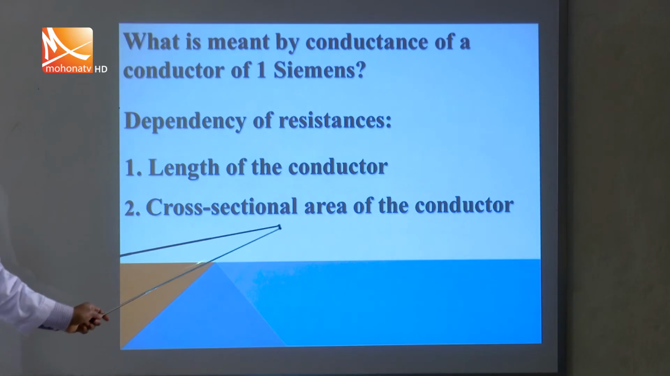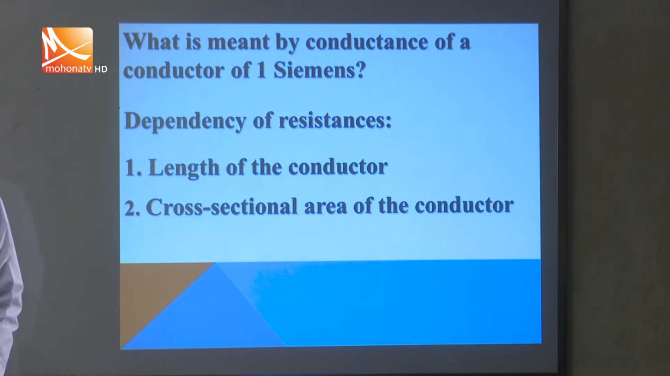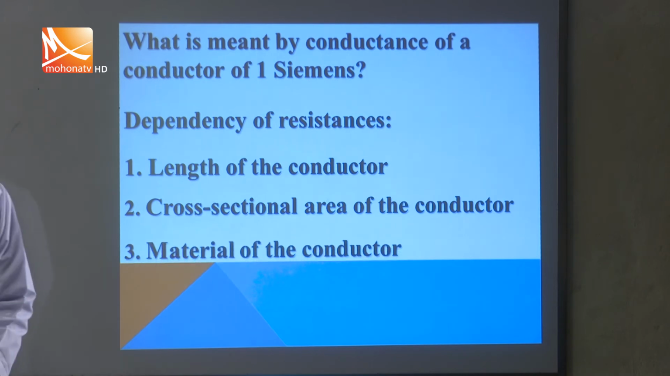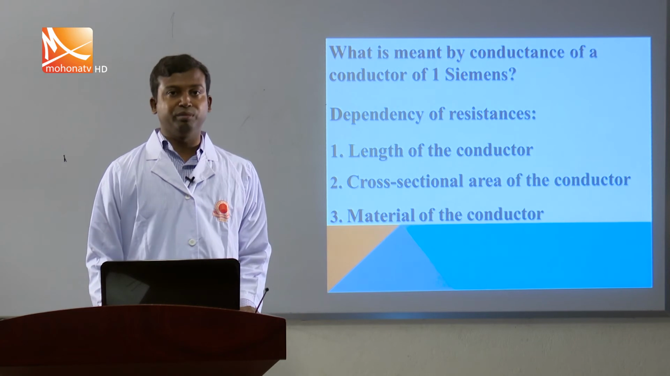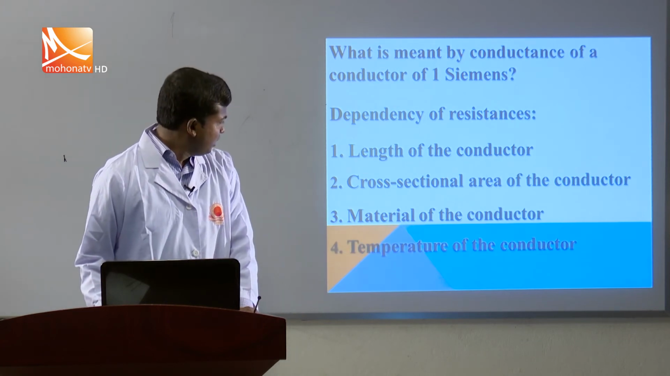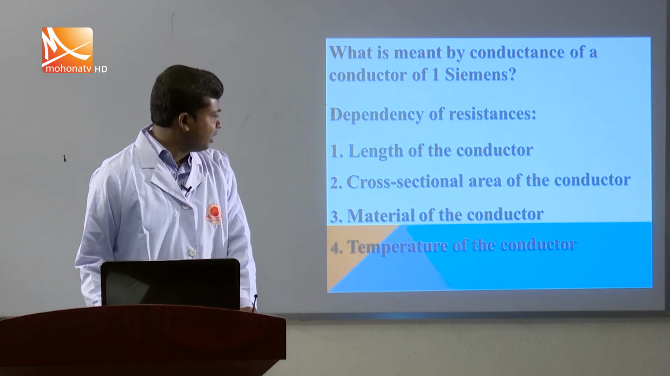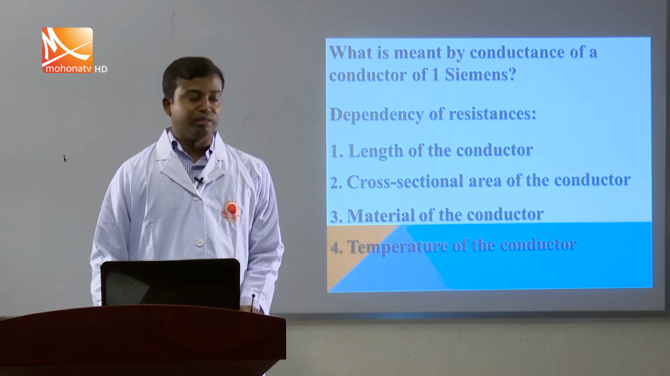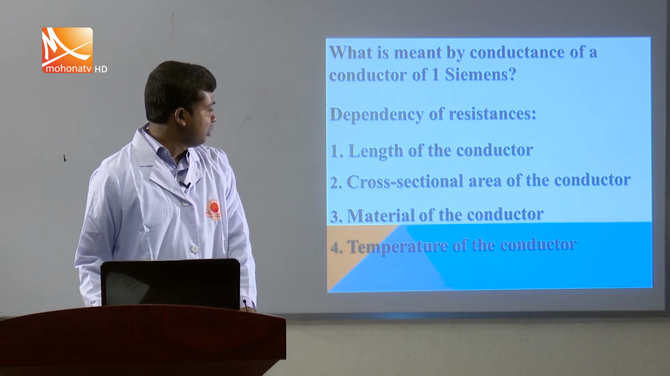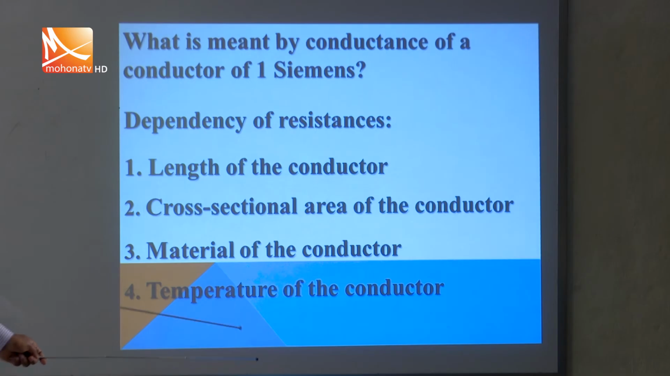Number 2, the cross sectional area of the conductor, that means whether the conductor is thick or thin. Number 3, the metal of the conductor, that means which metal you are using as conductor, like you can use silver, aluminum or gold. And number 4, the temperature of the conductor, that means at what temperature you are doing your experiment, when you are flowing a current. Now, this dependency can be easily explained with the help of the laws of resistances.